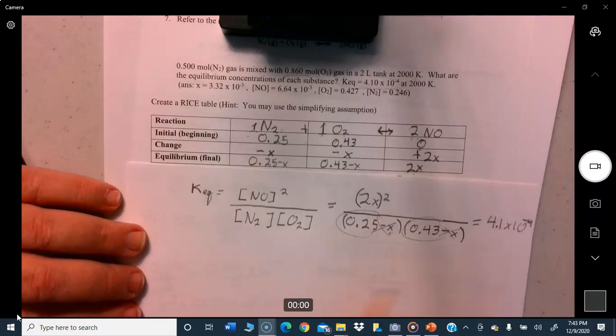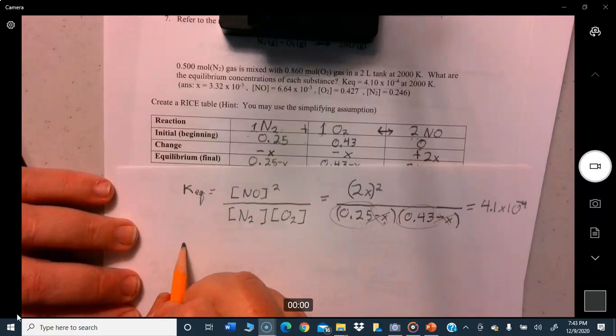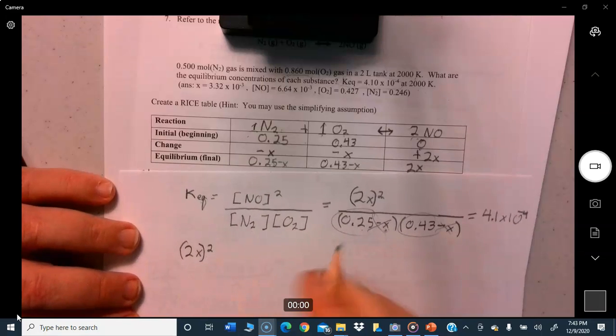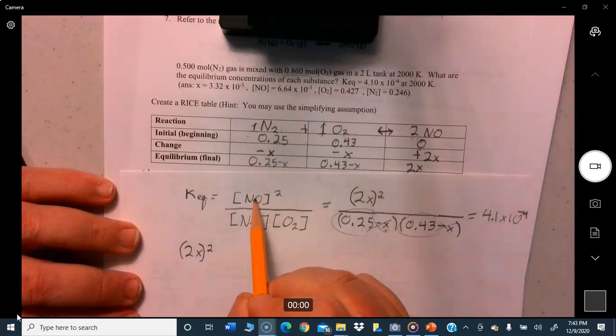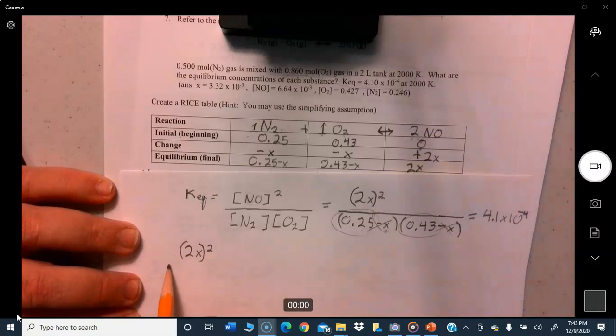So I'm going to move over here. I'll just rewrite it. Again, remember, don't forget to put those parentheses. 2x is the concentration right here, and that goes in, and then you have to square the 2x, not just the x squared part of it. It's not just 2x squared, it's going to become 4x squared. Okay.